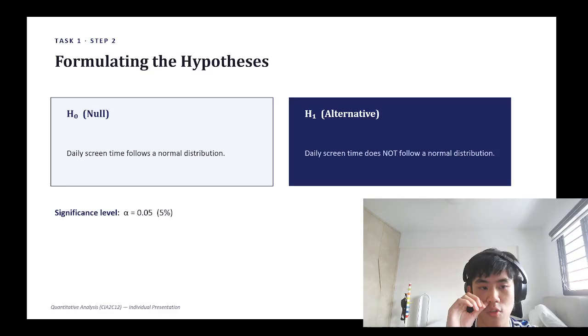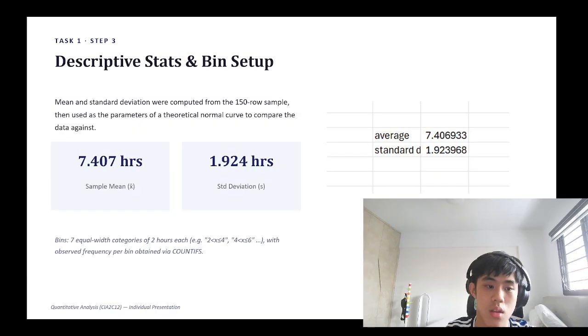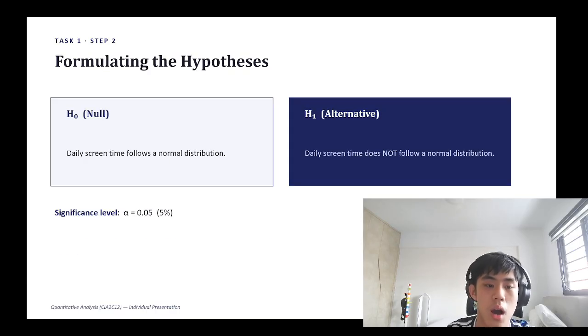So this is the formula for formulating the hypothesis. On the left-hand side there's the null hypothesis, and on the right-hand side the alternative, with the null being that the daily screen time follows a normal distribution, while the alternative is the opposite of it, with a significance level of 5%.